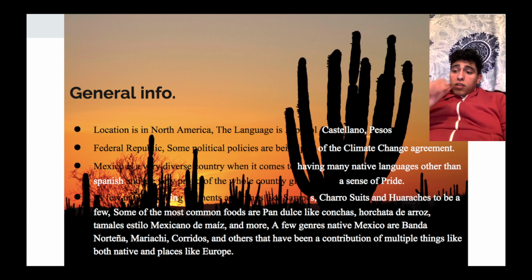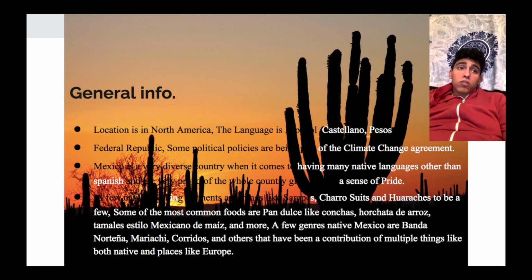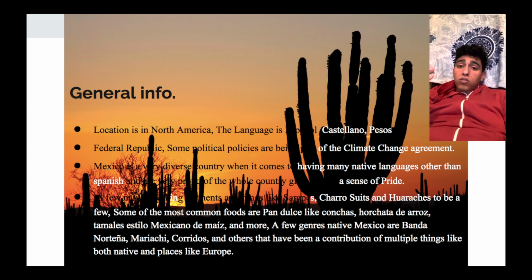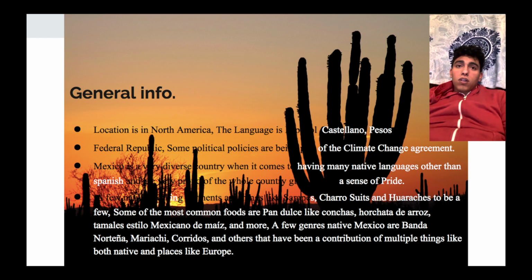Some of the clothing that is native includes huaraches, huarapes, which are also kind of like blankets. There's also trajes de ranchero or mariachi suits, which is a type of clothing used to sing mariachi music. One of the many idols in it is Vicente Fernandez.